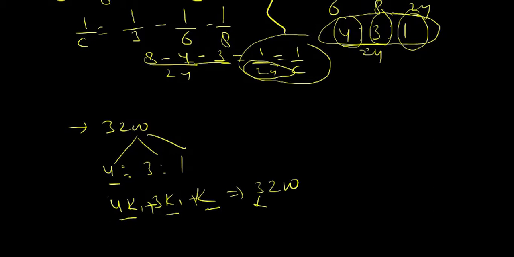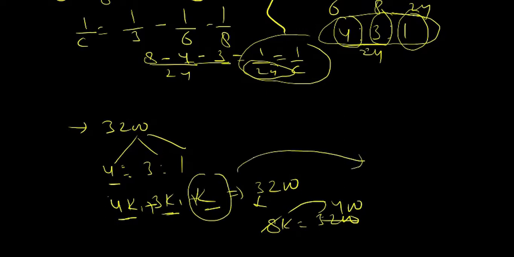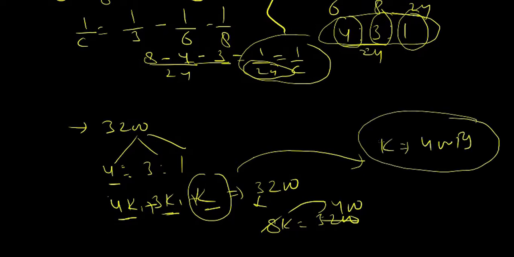So this is 4k plus 3k is 7k. So this is 8k is equals to 3200. So k is going to be 400. Now put the value of k for C. So what amount is C going to get? So C is going to have 400 rupees.